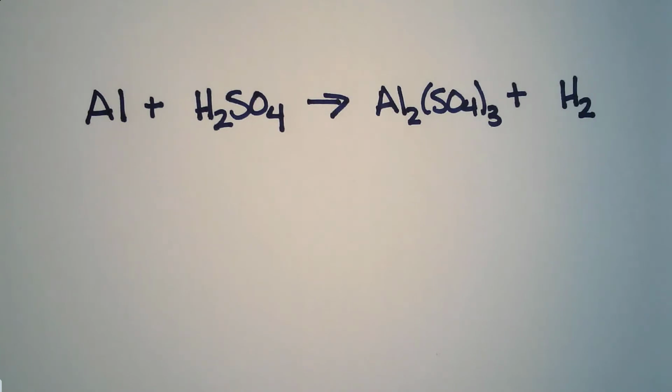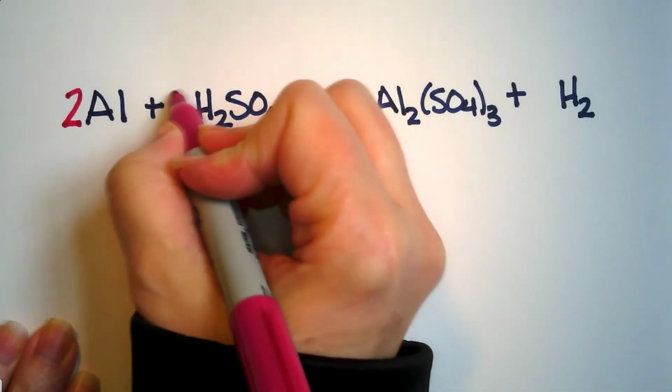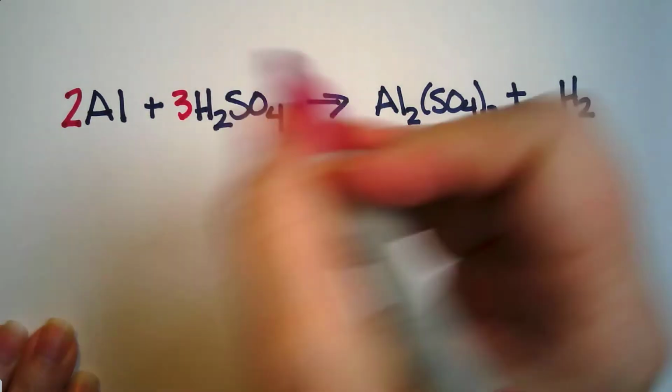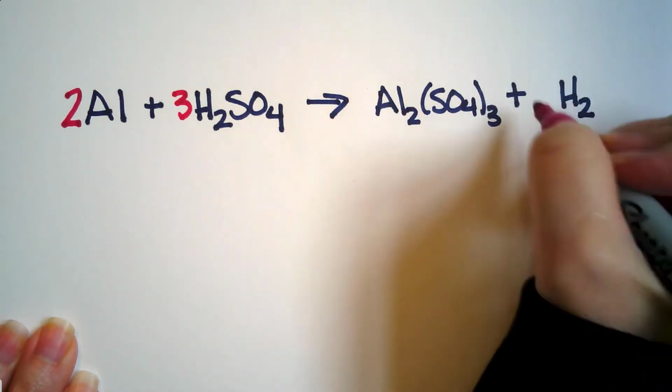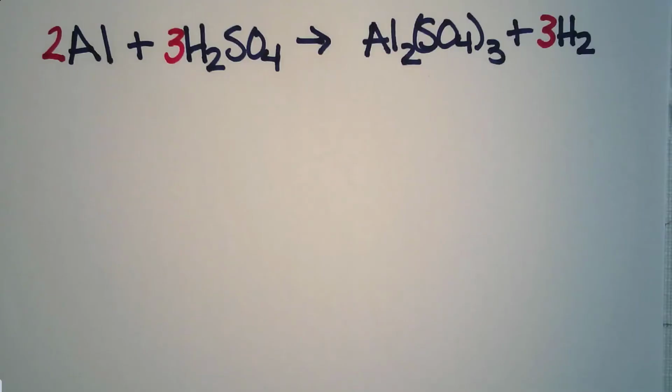All right, so we need to balance this one out. So we're going to have 2 aluminums, 3 sulfuric acids. That's balanced already, and we'll have 3 H2s. Take a moment to look at it if you're confused as to where I got the answers from, because you need to really understand that for the rest of the worksheets.